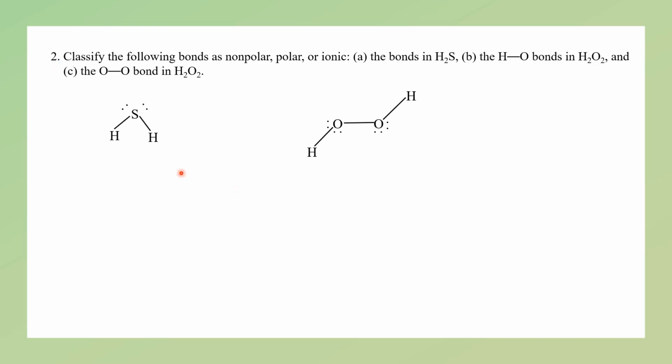In hydrogen sulfide, it's like a water molecule, bent shape. Sulfur is the central atom, two hydrogens are attached to sulfur, and there are two lone pairs on the central sulfur. In hydrogen peroxide, the two oxygen atoms are central and a hydrogen is attached to each oxygen.